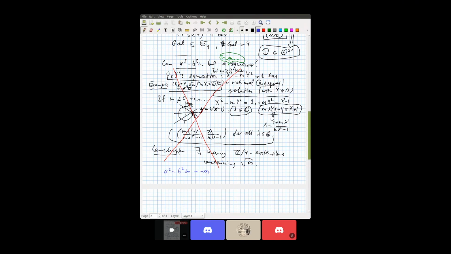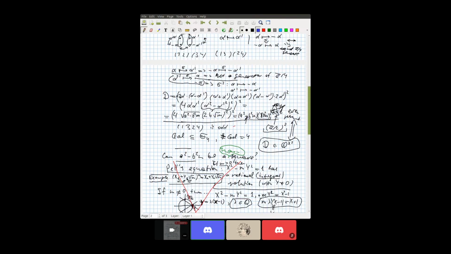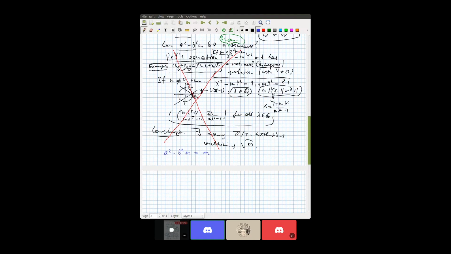Yeah, so this is our determinant. Okay. So, maybe we may consider just some examples. For instance, we may assume that m is not a square, that m is square free. We may assume that m is an integer, and it is square free.